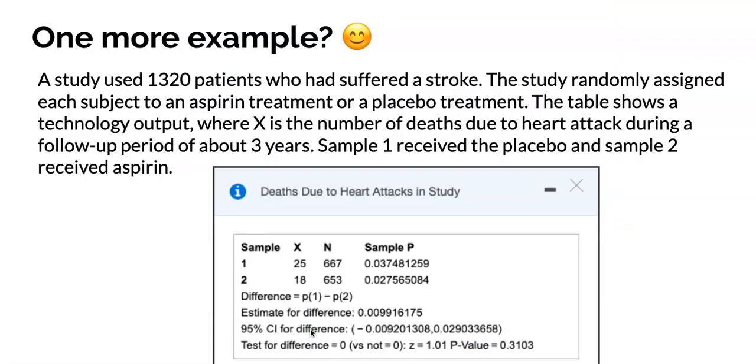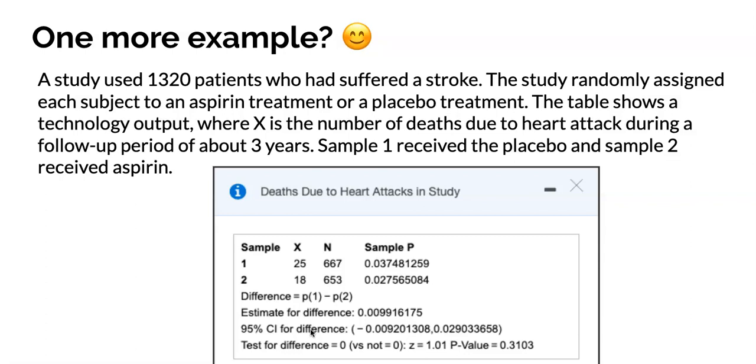I want to do one more. A study used 1320 patients who had suffered a stroke. Okay, big sample, by the way. The study randomly assigned each subject to an aspirin treatment or a placebo treatment. Also, some people are getting aspirin, some are just getting placebo, fake pills. The table shows a technology output where X is the number of deaths due to heart attack during a follow-up period of about 3 years.